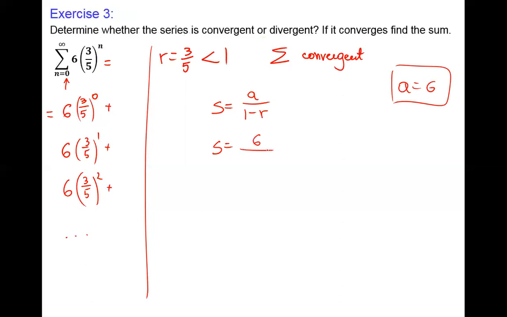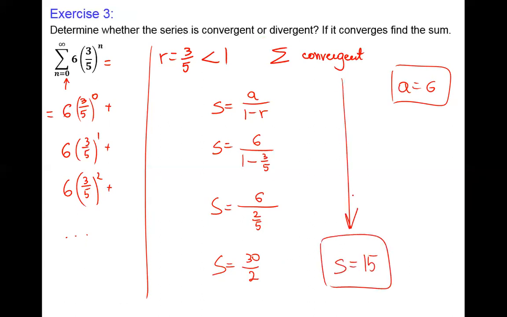That we do have 6 over 1 minus 3 over 5. 6 over 2 over 5. And if I flip the number, 5 times 6 is 30 over 2. The sum is 15. The infinite series converges to 15. Adding terms, we're getting a finite sum not bigger than 15.